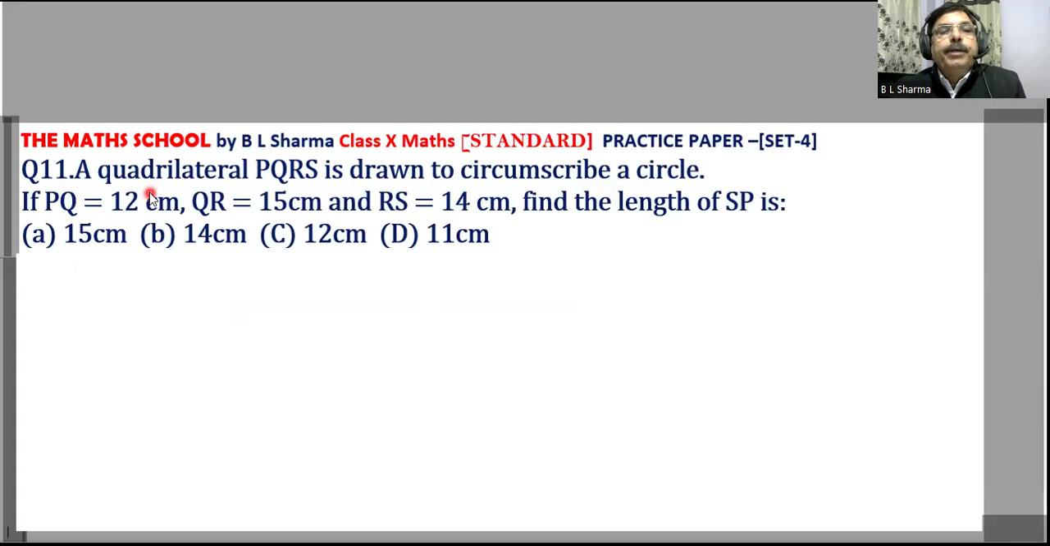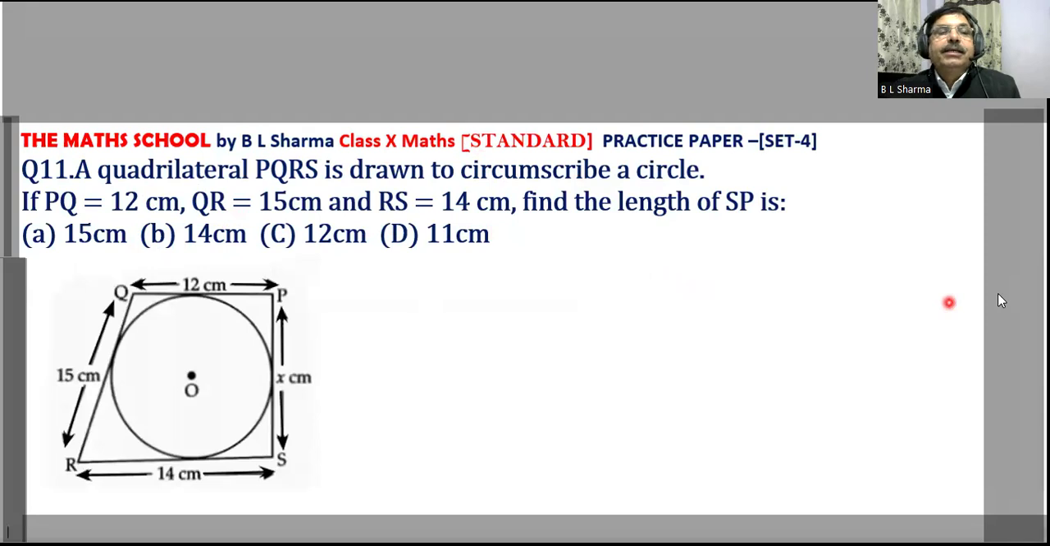A quadrilateral PQRS is drawn to circumscribe a circle. If PQ is 12 centimeter, QR 15 centimeter, RS 14 centimeter, find the length of SP. Let us visualize the question. See, there is a quadrilateral which circumscribes a circle, means it touches the circle.